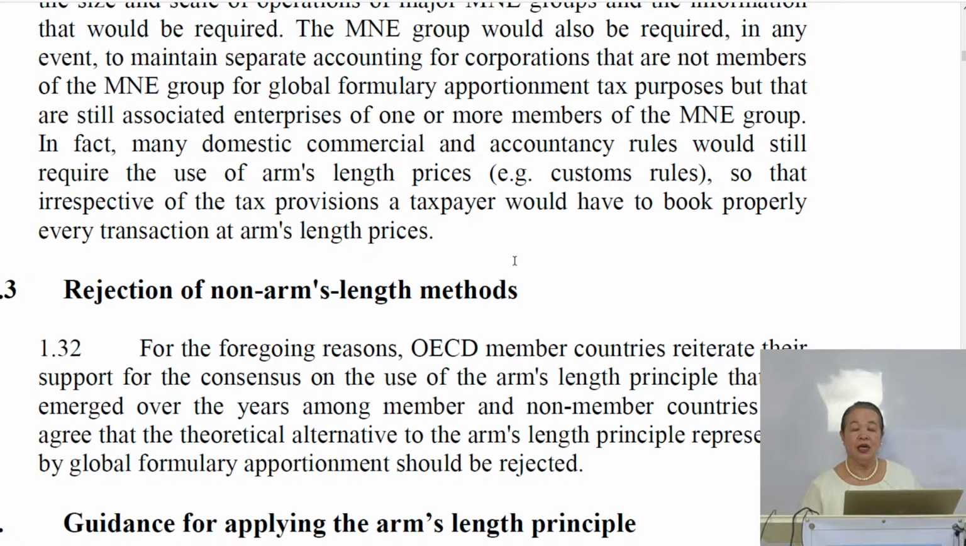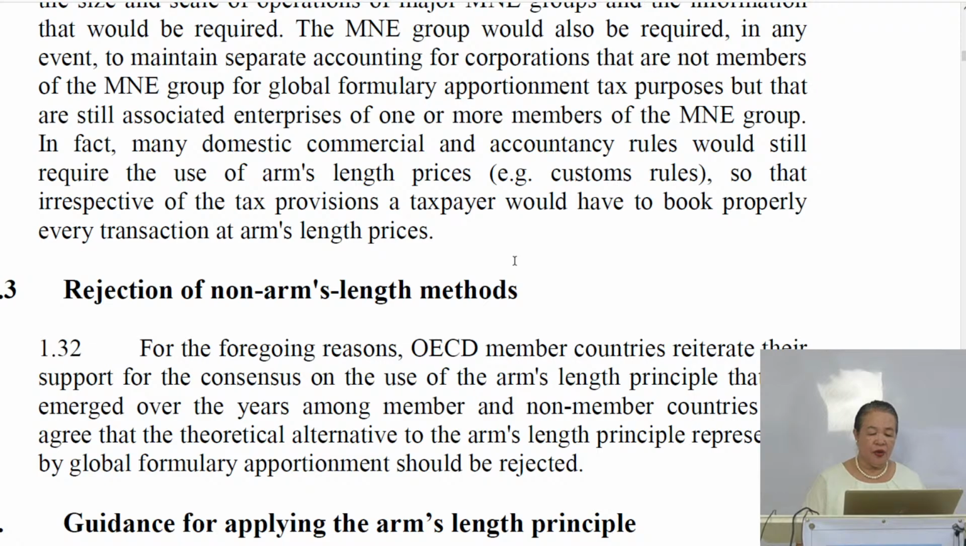Sometimes kasi the M&A groups are such complicated na kasi yung may mga members siya na mayroon pa mga associated na companies na they should be taken as a whole, no? Kasi may relevance pa sila, may relation pa sila doon sa other members of the group, no? The M&A group would also be required in any event to maintain separate accounting for corporations that are not members of the M&A group for global formulary apportionment tax purposes, no?